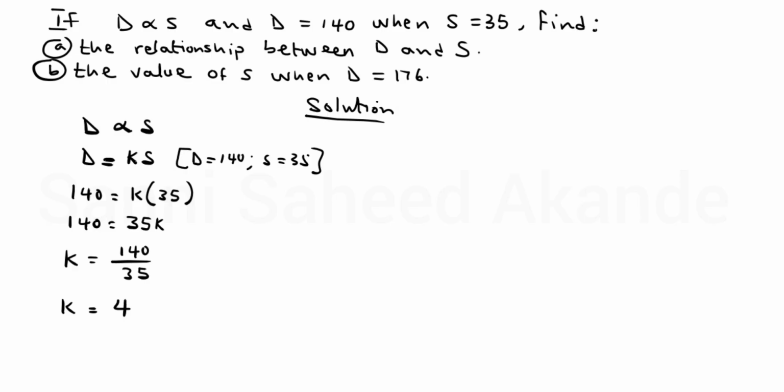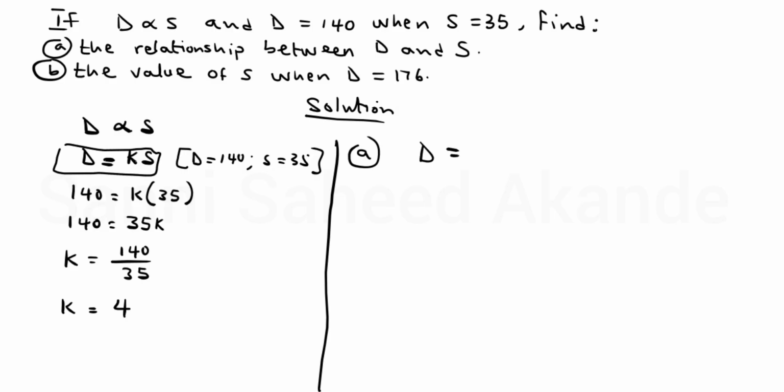Now to answer the first question, A, they ask us to find the relationship between d and s. So I'm going to write this equation out. Okay, so d will be equal to k. The value of k is 4. Then I will put s. So this is the relationship between d and s.